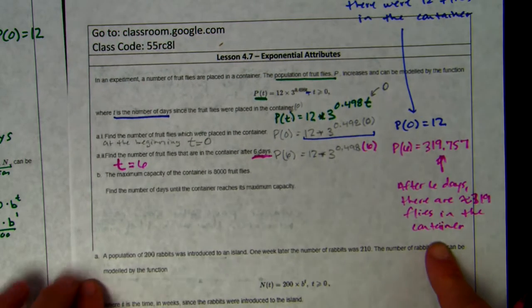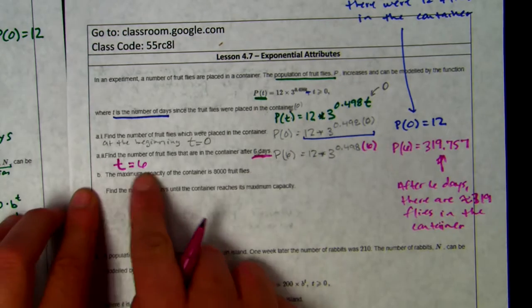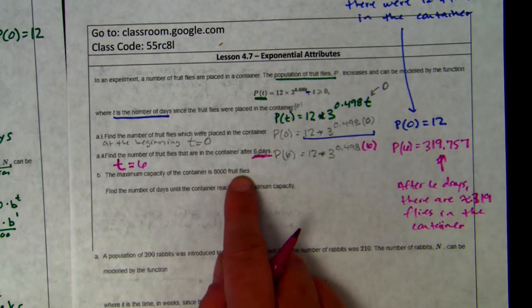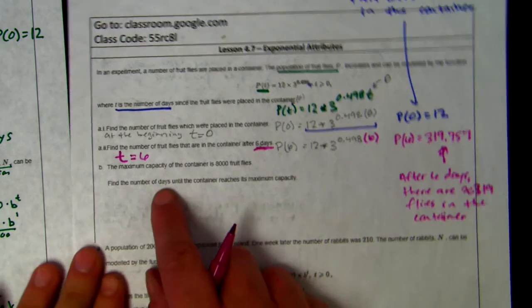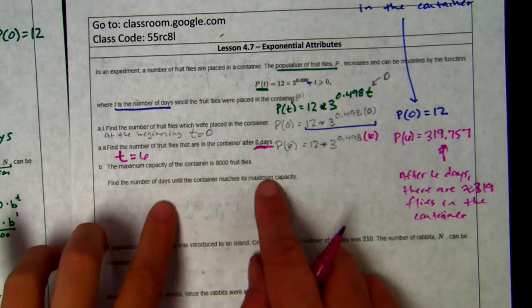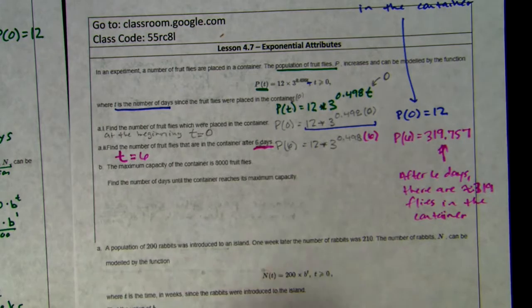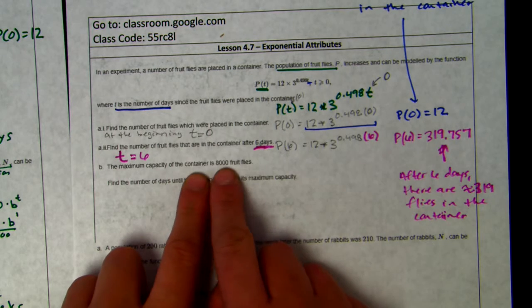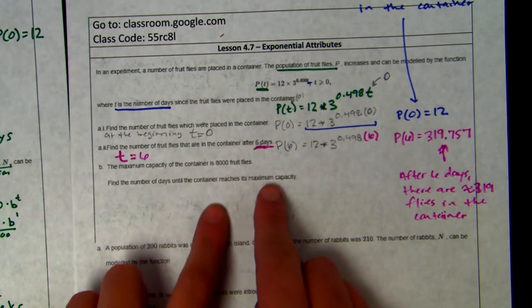Okay? Very last one says the maximum capacity of the container is 8,000 fruit flies. Find the number of days until the container reaches its maximum capacity. So this one is asking for something slightly different. It's given us the population, and it's asking for the amount of days.